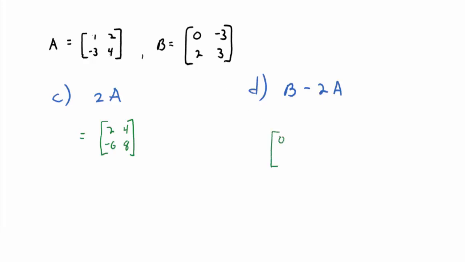B is the matrix 0, negative 3, 2, 3. And we already know what twice a is. If we didn't know it, we'd have to compute it right now. So minus twice a is 2, going across 2, 4, negative 6, 8.